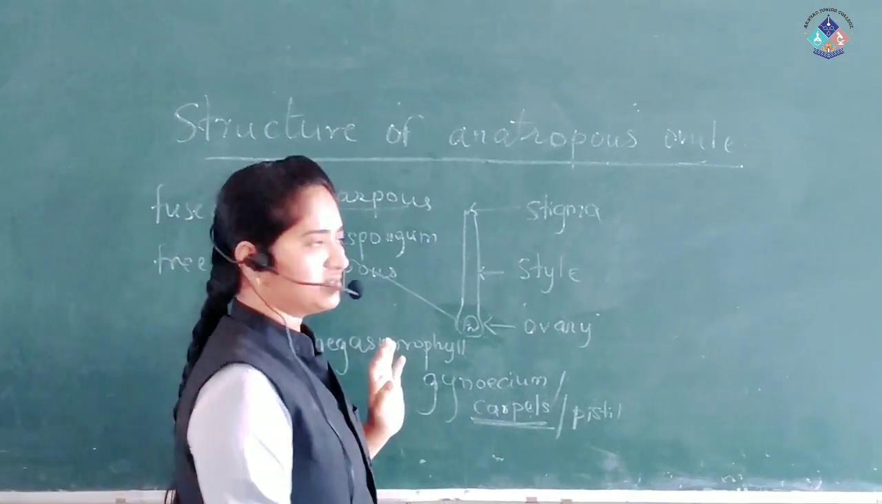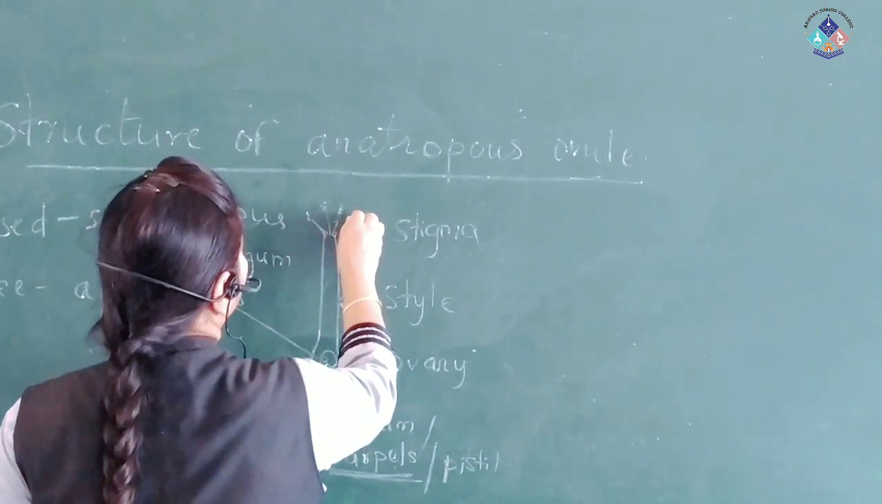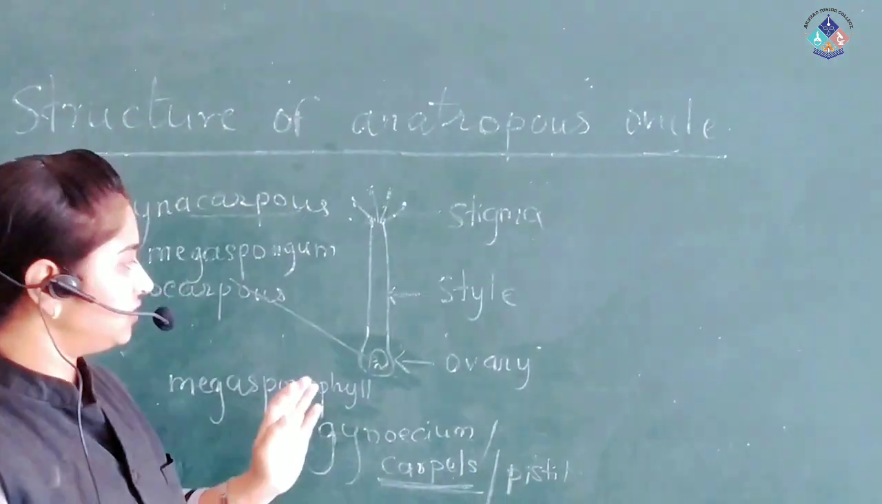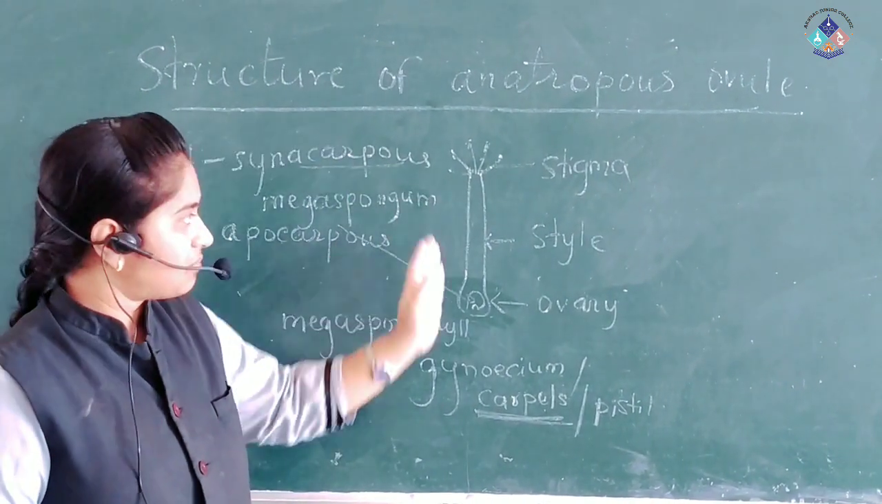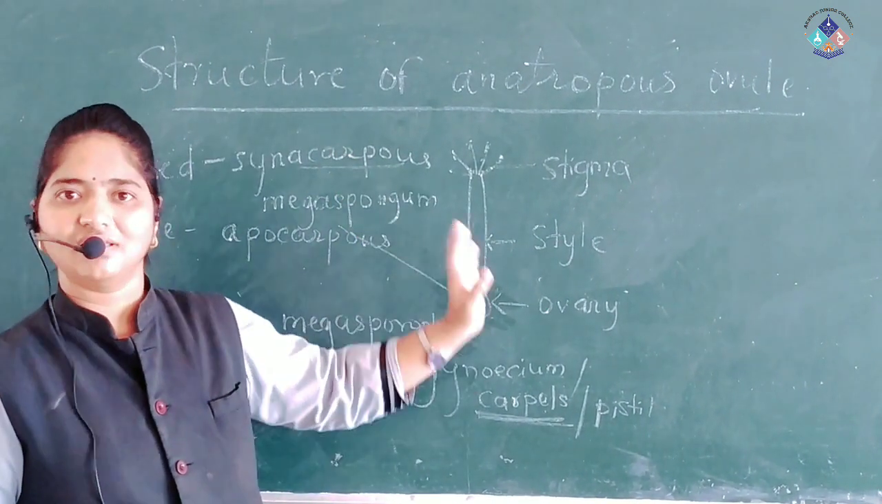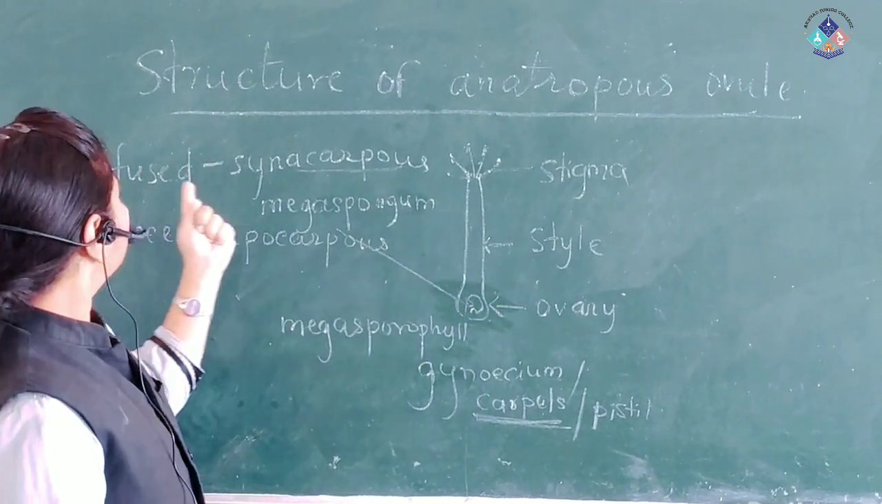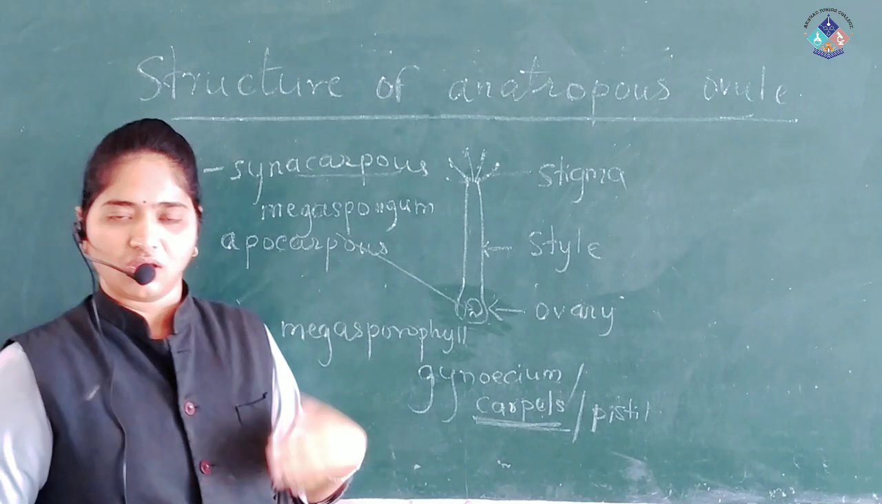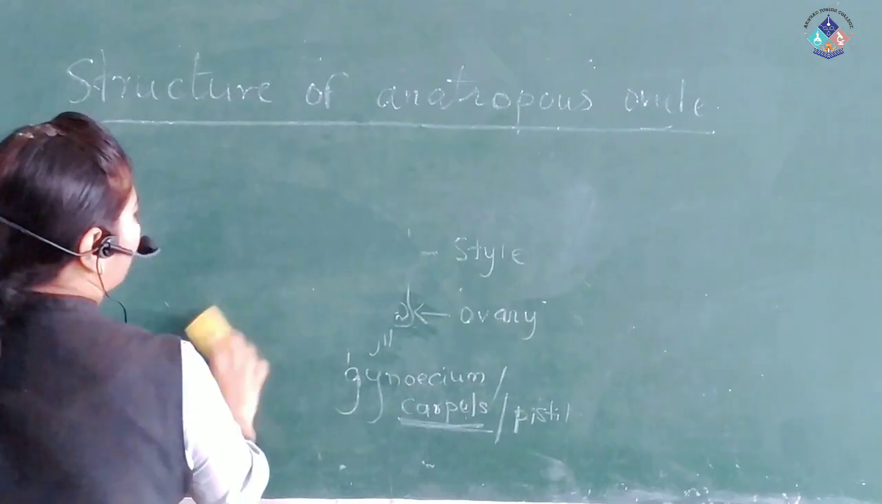You can see in the hibiscus, there are 5 stigmas you can easily see. Actually, this is fused up form. Okay, there are 5 carpels. So, hibiscus is an example of pentacarpellary. Fused up, so it is called syncarpous. Understood? Now, let's move to our main topic, that is structure of Anatropous ovule.